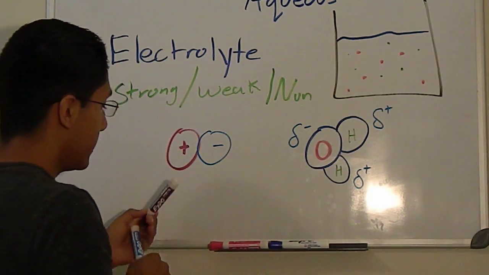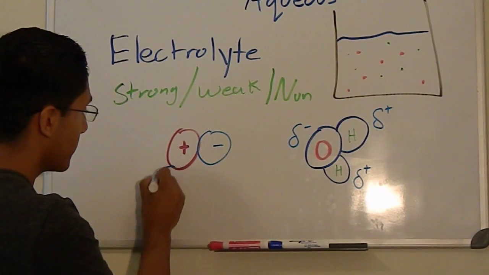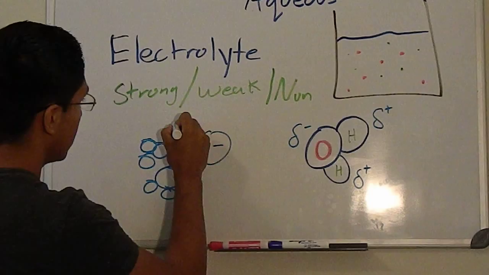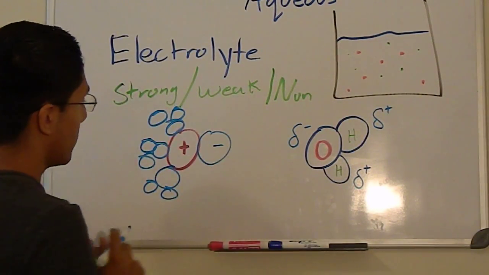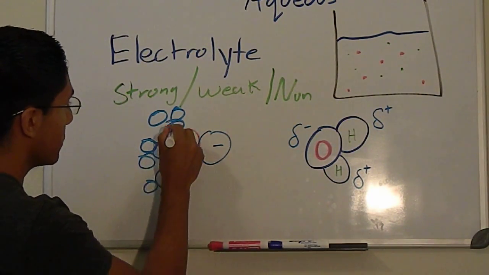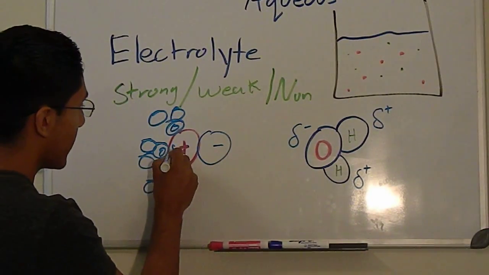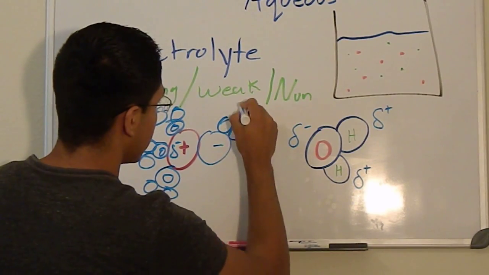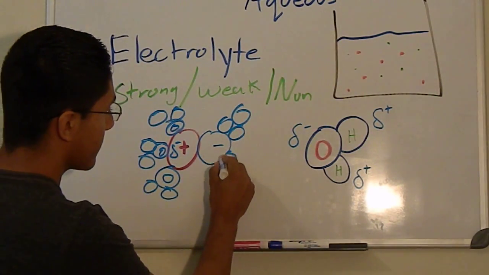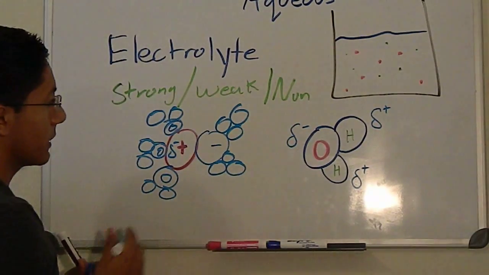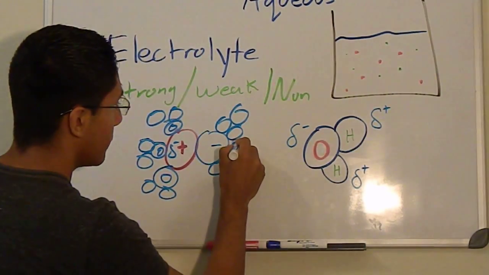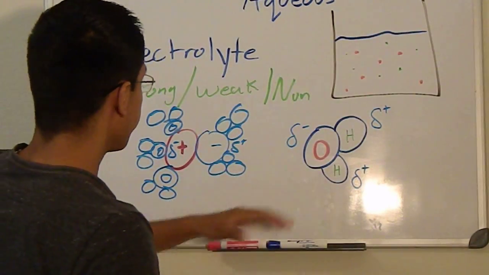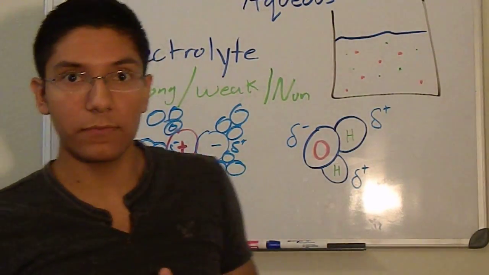So if we drew that, it would look something like this: pulling this away with the oxygen attached to it, because this is slightly negative, and on this end you would have it like this, with a slightly positive end. Alright, and that's it for this video.